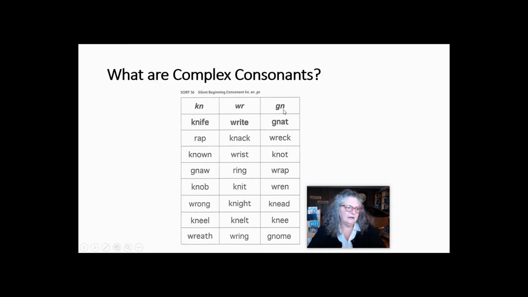Now I could ask you, why isn't GN a blend? That's right, because it only is sounding one letter, and blends, like in the word blend, the BL, you hear both of the sounds. So this was a quick review of what these complex consonants are. They're complex in that they are a little different than the other features that we have seen.